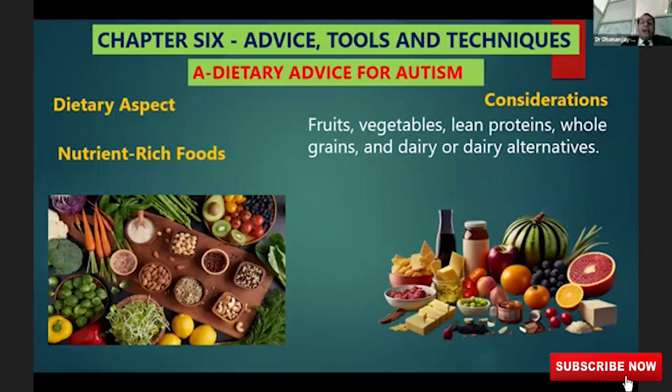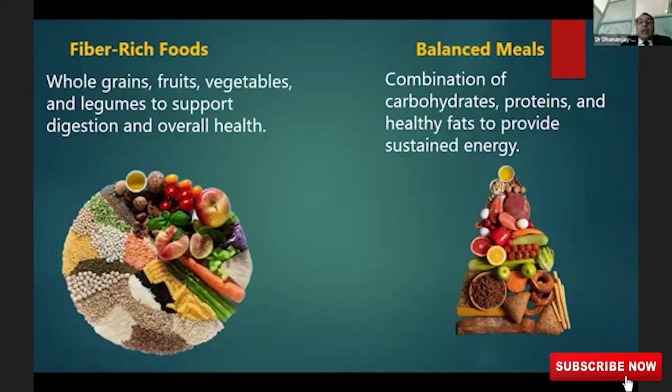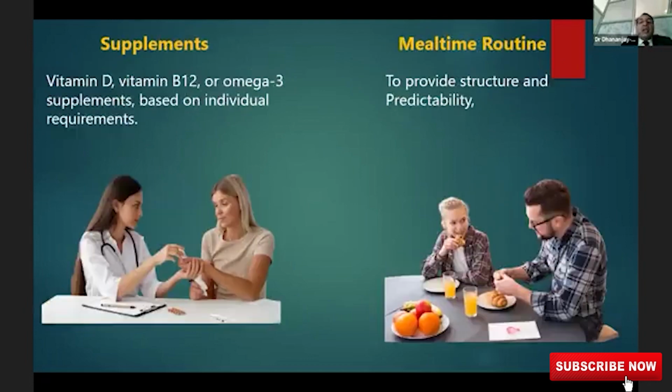Then diet. Another issue of parents, especially mothers, is what diet should be given to my autistic child. It should be nutrient rich, maybe having fruits, vegetables, lean proteins, whole grains and dairy alternatives. Then a protein rich diet, maybe fish, egg, legumes and plant-based. It should be rich in omega-3 fatty acid required for brain development, that is an essential fatty acid, and it is found in flaxseed and chia seeds. Then fiber-rich food, balanced meals, proper hydration is required, and food sensitivity should be considered.